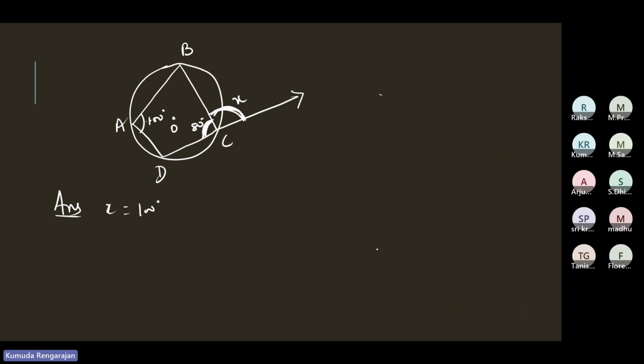Then here, the exterior angle of a cyclic quadrilateral is equal to its interior opposite angle.